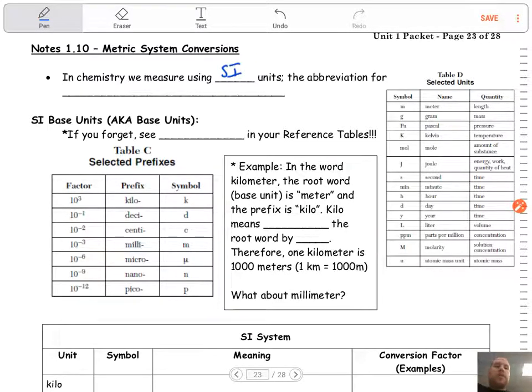SI just stands for System International. Okay, this is the international system where no matter where you go in the world in any science lab, they're using the exact same units. So the units that you would take a look at, if you look on your reference table on table D, they list them for you. So they give you the symbol, they give you the name, they give you the quantity as to what they measure. All right, so it's a huge piece for you guys. You don't have to memorize them, you just got to know where to look.